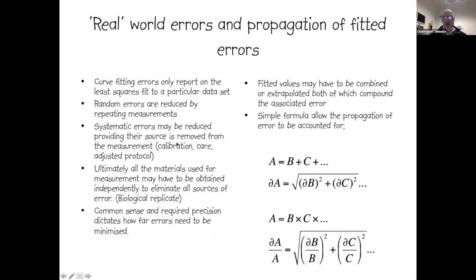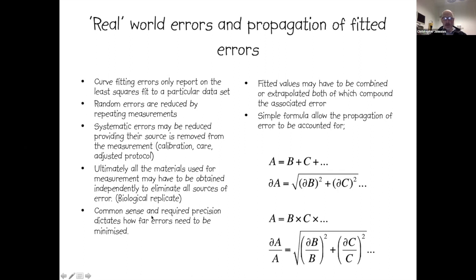So taking care with calibration of instruments and pipettes, adjusting your protocol, giving enough time for systems to come to equilibrium. And ultimately, if you really want to know what the error is in your determination, you may need to repeat the measurement using fresh sources of all materials that are present during your measurement to eliminate all sources of error. These are often known as biological replicates. So you would need to prepare all of your samples again and make the measurements again.